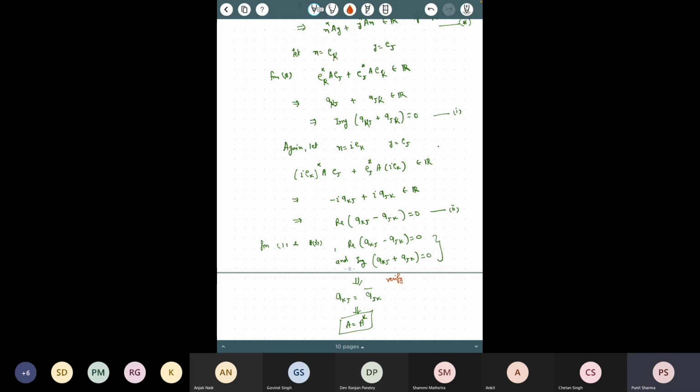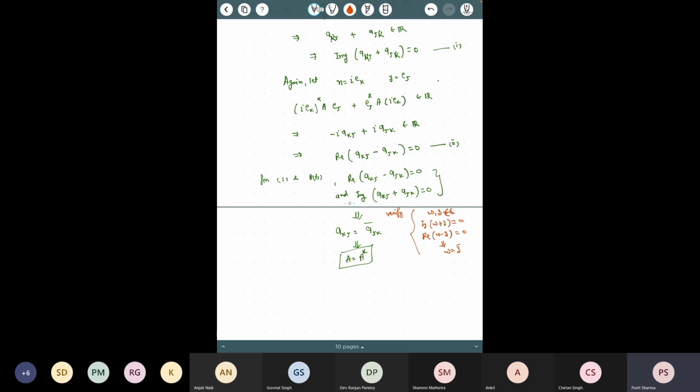So the only thing is to verify this. Why is this? You can easily verify: assume that W and Z are two complex numbers. So this a_kj and a_jk are complex numbers, right? Assume the imaginary part of W plus Z is equal to 0 and the real part of W minus Z equals 0. This will imply that W is equal to Z bar. So I'm just using that. You can write W as W1 plus iW2, Z as Z1 plus iZ2 and just do the calculation. You will get this. And therefore we can say that A is Hermitian and this completes the proof.